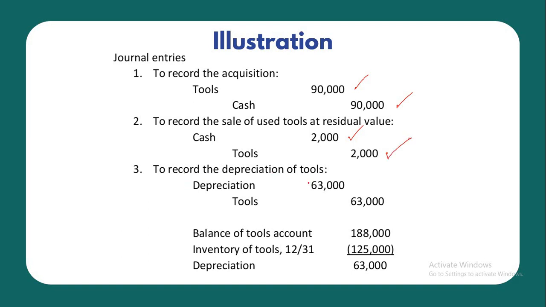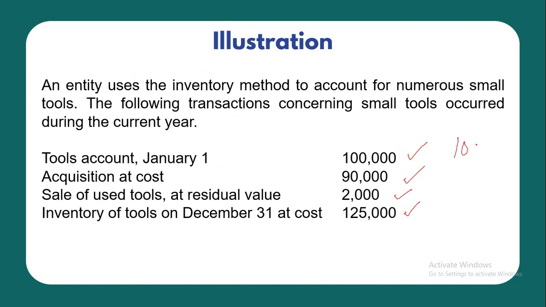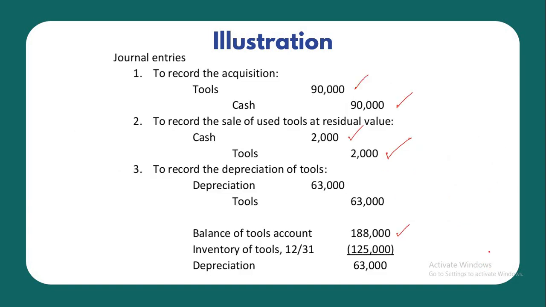And to record the depreciation of the tools, okay, so balance of the tools is 188,000. How did we get 188,000? That is 100,000 plus 90,000 nga acquisition less the sale nga 2,000, so that is 188,000. That is prior to the adjustment. Okay? So 188,000. And the value of the tools at the end of the year is 125,000. So therefore, the depreciation is 63,000. So that is debit depreciation 63,000 and credit tools 63,000. So that is how you account under inventory method.